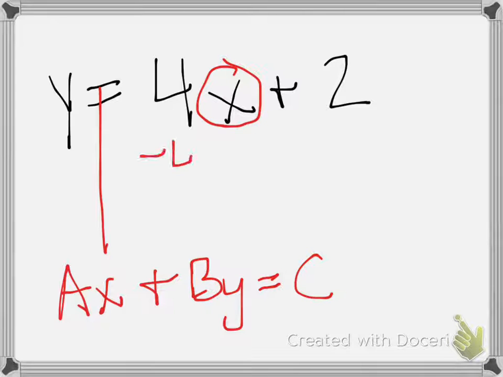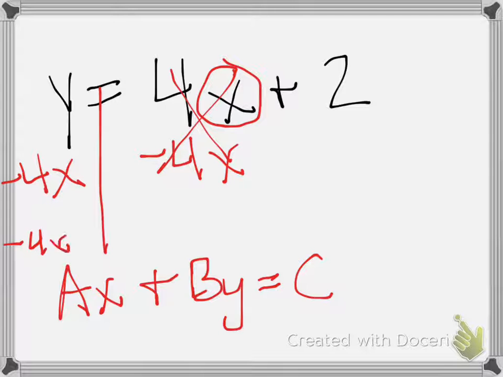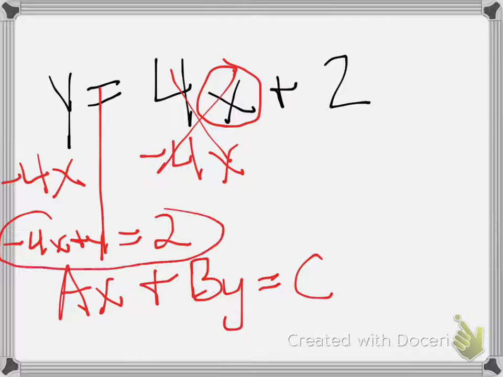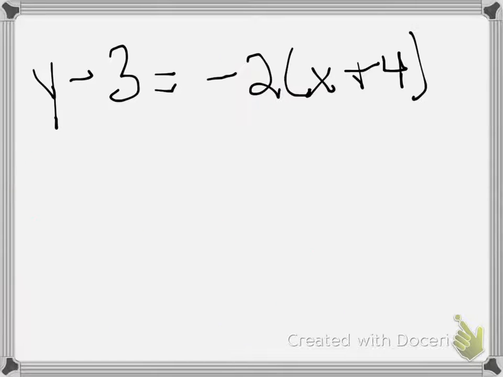So what I did to one side, I have to do to the other. So I'm going to subtract 4x to both sides. This cancels. On the left side, now all I have is negative 4x plus y equals 2. And there's my answer, because it's in the form ax plus by equals c. And I have no fractions, so that one's done. That's pretty easy. Let's go to the next one.